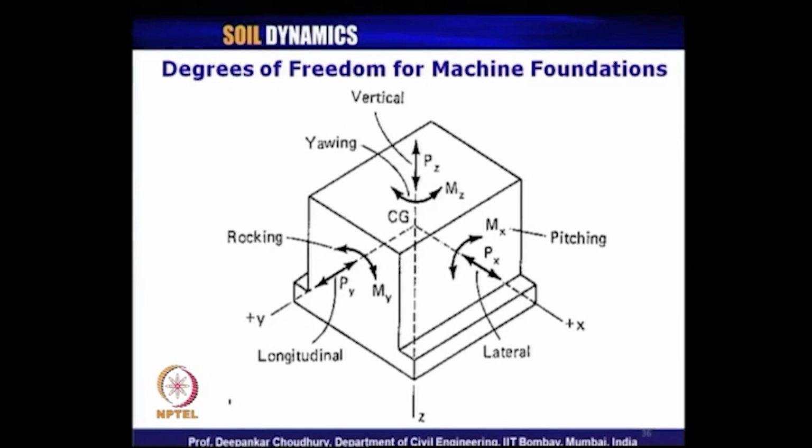So, the total 6 modes of degrees of freedom, or 6 modes of vibrations, for any machine foundation are vertical vibration, 2 horizontal vibrations, pitching vibration, rocking vibration and yawing vibrations. Now, depending on your applied dynamic load, either any one of them can occur for your machine foundation system, or a combination of them can occur.